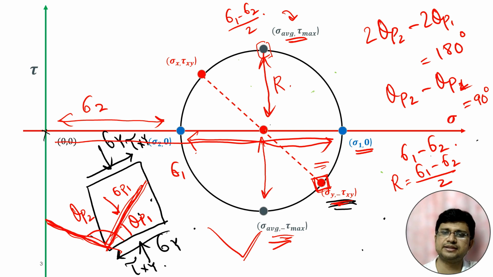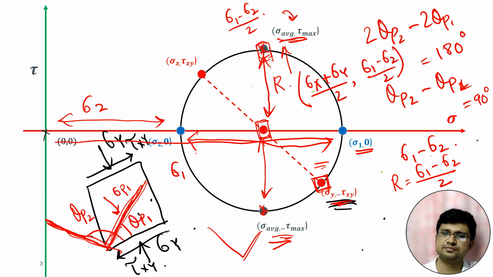So for these 2 points, we will get the maximum and minimum value of shear stress. And for these 2 points, the sigma value will be sigma average, because the x value is that of the center of the Mohr circle, and for both these points with maximum shear, sigma is the same. So for the condition of maximum shear also, the normal stress will be sigma x plus sigma y by 2, and shear stress will be tau max, which is sigma 1 minus sigma 2 by 2. So this is the coordinate of the point with the maximum shear.